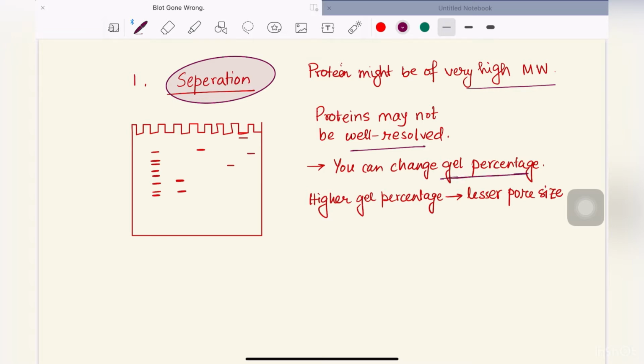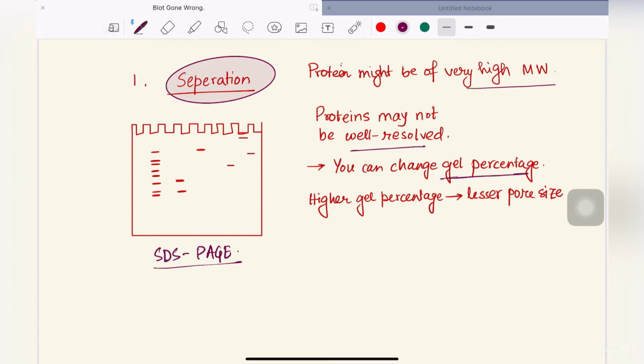And gel percentage, here I'm talking about SDS PAGE. So in this case, we treat the proteins with SDS as I had discussed in my previous video also. And the proteins are denatured and they are imparted with uniform negative charge. So the proteins migrate according to their molecular weight. Now, gel percentage is also very important in this case.